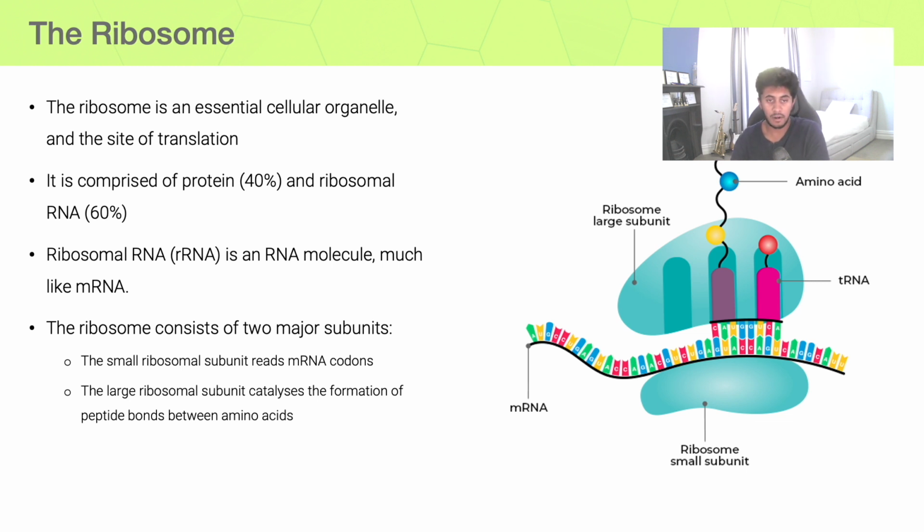So ribosomal RNA is an RNA molecule, much like mRNA, and we did discuss this briefly before. And in terms of the structure of the ribosome, all you really need to know is that it consists of two major subunits, being the small ribosomal subunit, which reads mRNA codons, and the large ribosomal subunit, which catalyzes the formation of peptide bonds between amino acids.